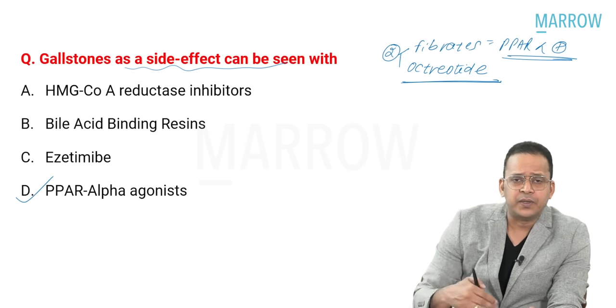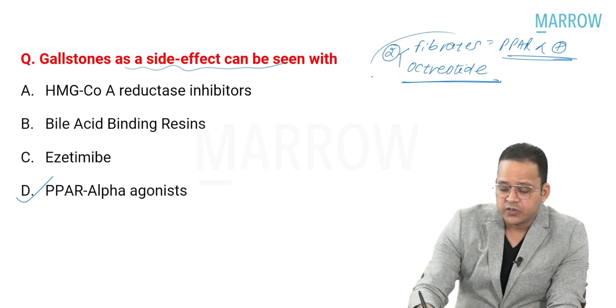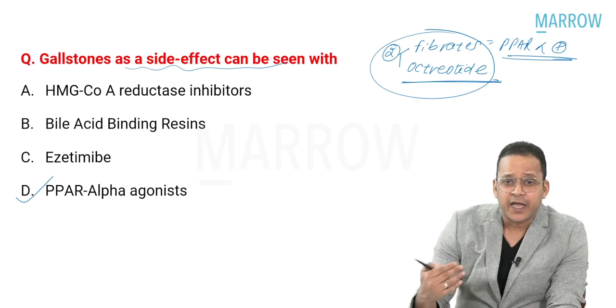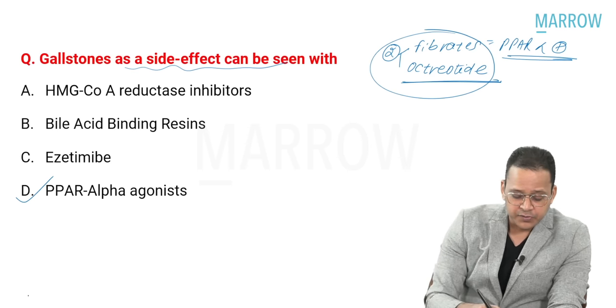So this is an MCQ based upon mechanism of action. These are two drugs which cause gallstones. Octreotide has been asked many times. Fibrates have also been asked. Right, so the answer is option D.